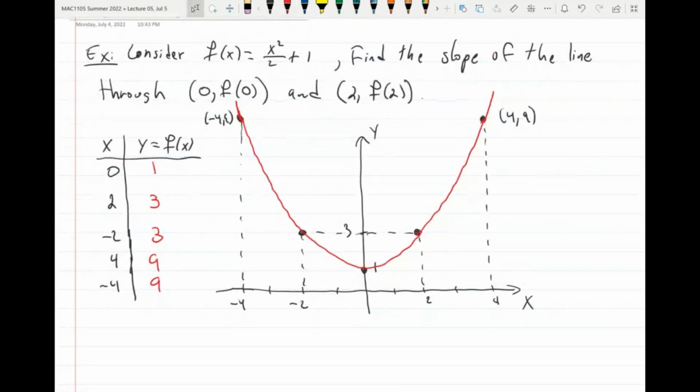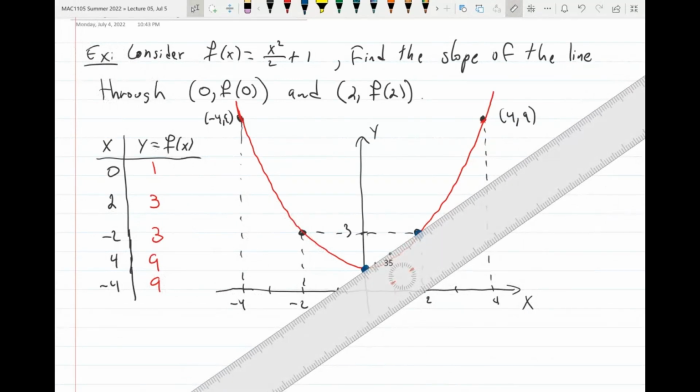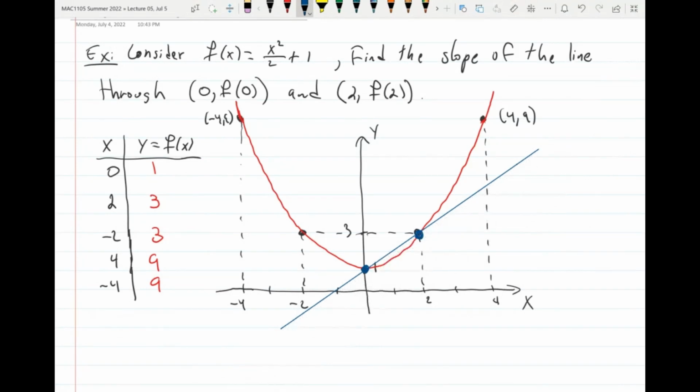Okay. So the reason why I draw this picture is to have a visualization of the problem that we have at hand. The question is, given this function, I want you to find the slope of the line that passes through these 2 points. Now these points, we can see them on the picture. The point 0, f of 0 is this point over here. And the point 2, f of 2 is this point over here. And then there is a line here. This is called a secant line to the graph of the function. And what we want is to find the slope of this line, right?